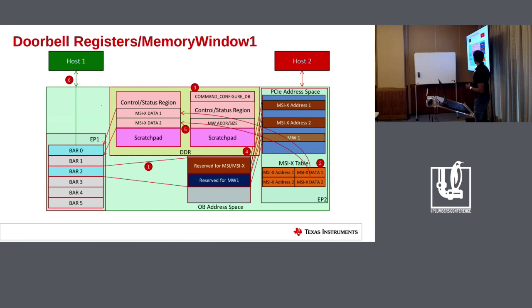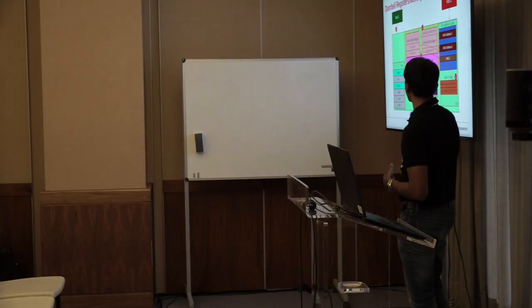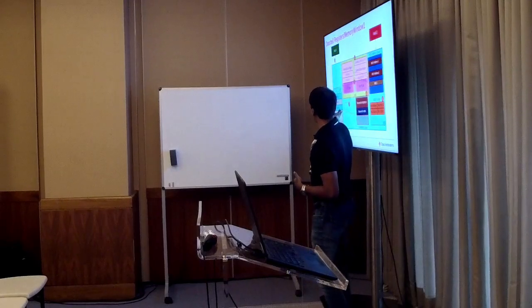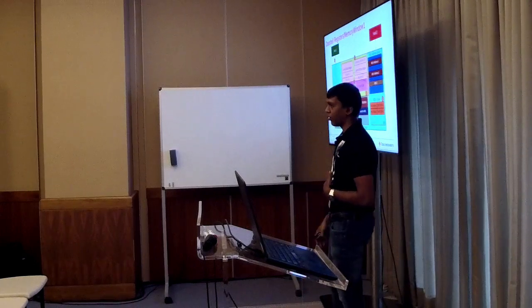So when this endpoint has to raise an interrupt to the host two, it will take the MSI data and write to the MSI address, both configured by host two during the initialization. Now for the NTB case, instead of the endpoint writing the MSI data to the MSIX address, we'll make sure host one can directly write the MSI data to the MSIX address. During initialization, the endpoint function driver that runs in this SoC will reserve memory for MSI and memory window, because we have combined the doorbell and memory window one regions. It will just reserve some region in the outbound address space and configure the inbound address translation unit so that BAR 2 is mapped to this region in the outbound address space.